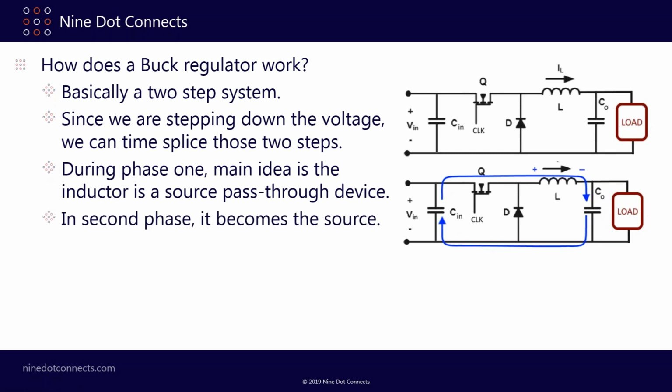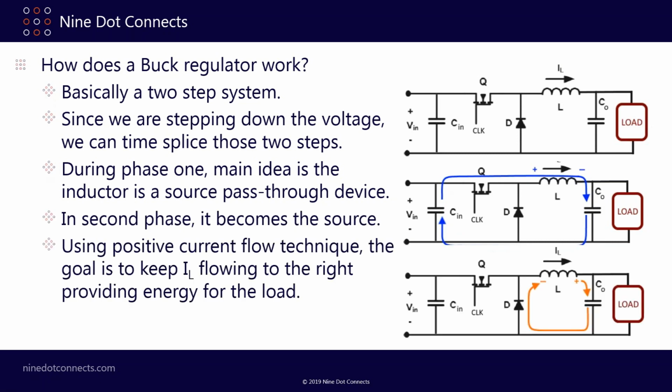In the second phase, that same inductor is now going to become the source. And using the concept of positive current flow, the idea is that the current that was going through L in the first phase is now in the second phase going to continue going in that same direction. It just creates a different voltage potential. Because of the way the field collapses, when the field collapses, the voltage polarity changes.